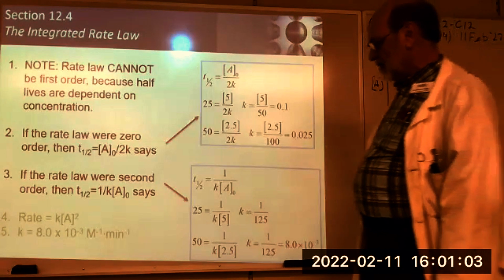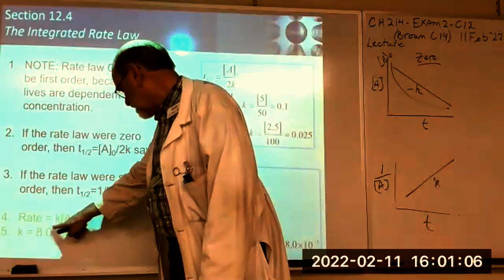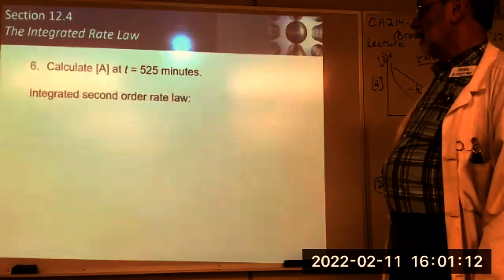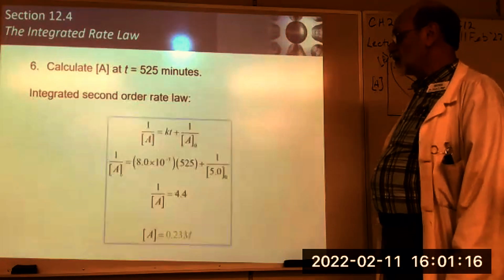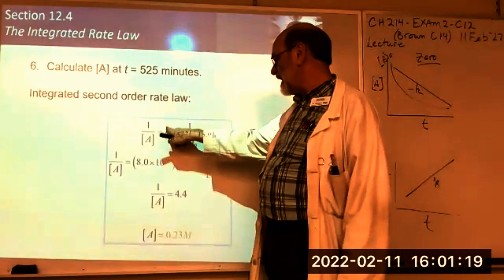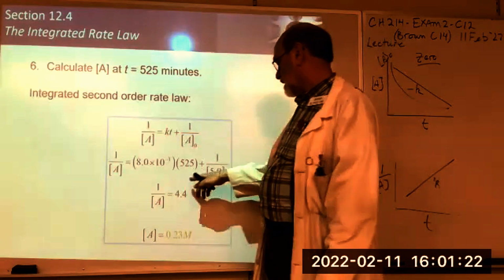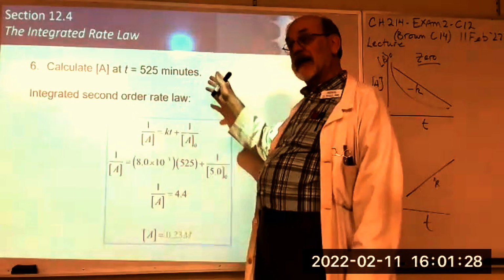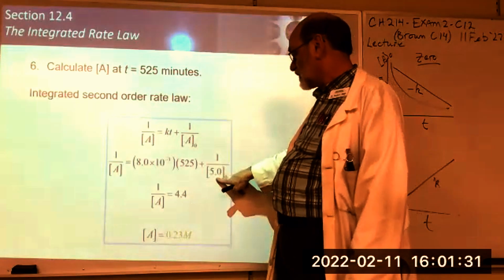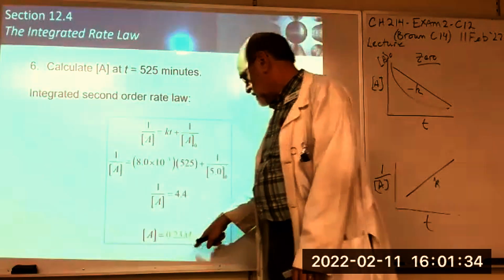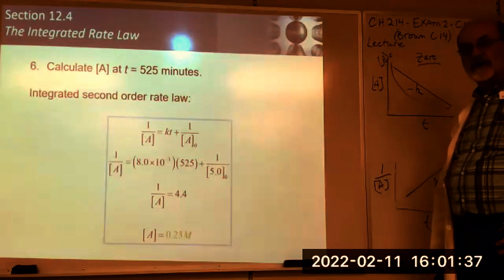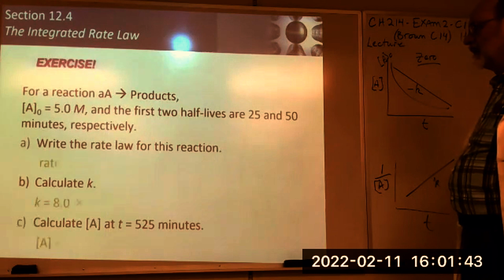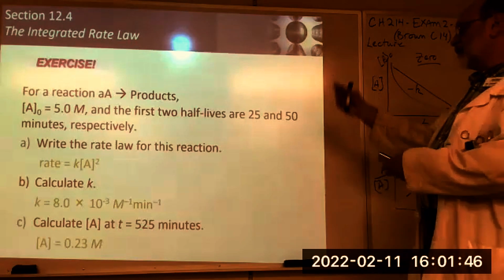So if we write the rate law, K would go in here, and then we know it's second order. Then we need the integrated second order rate law, which would be the reciprocal. Stuff K in here, and then pick 525 minutes from the initial time, and this is the initial concentration. Solve for that unknown, and it's 0.23 molar after 525 minutes. Okay, so there it is on one slide.